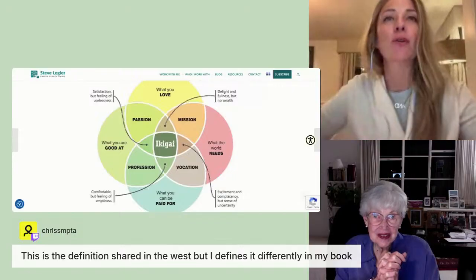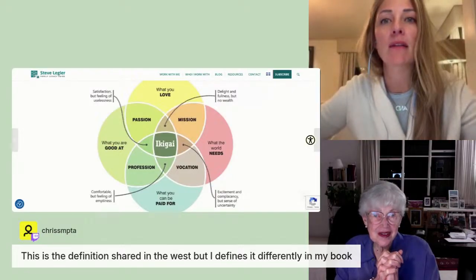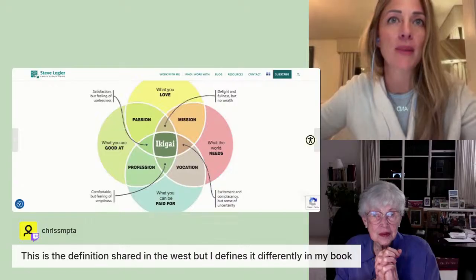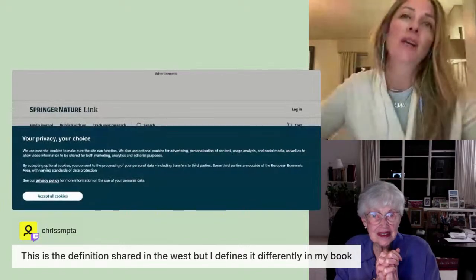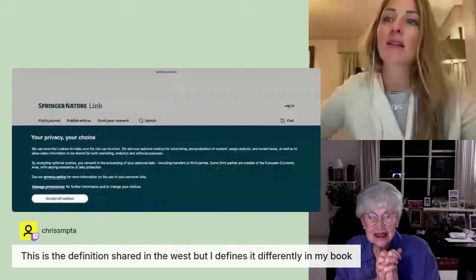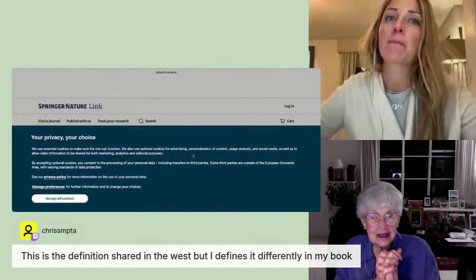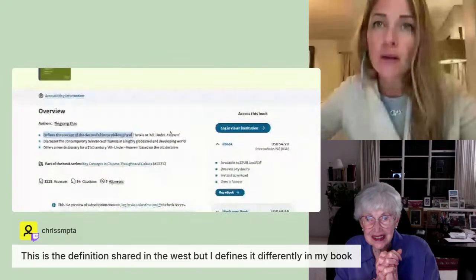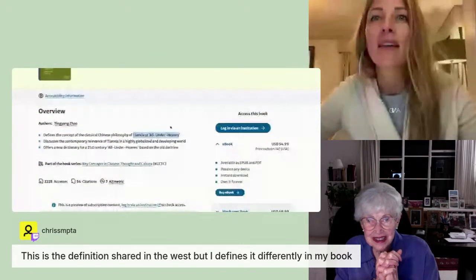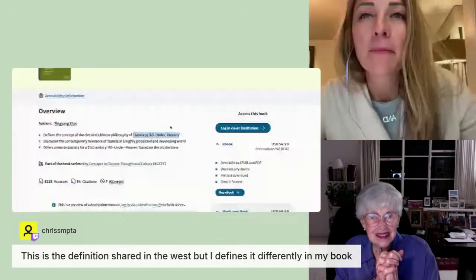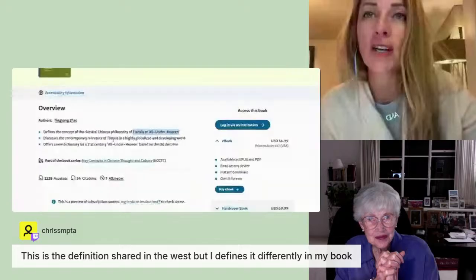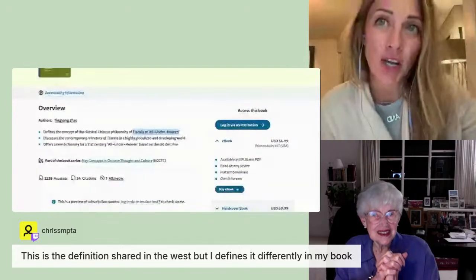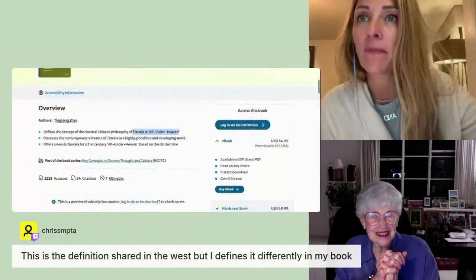Riane, I have a question for you. Are you familiar with this? Because as you know, I am laser focused on trying to figure out how we might be able to reconsider a new global order. Are you familiar with this word I'm highlighting? It's the concept of the classical Chinese philosophy of Tianxia, or all under heaven.